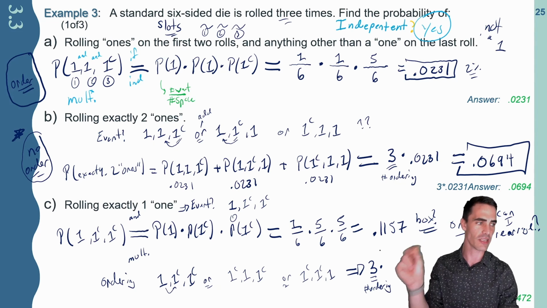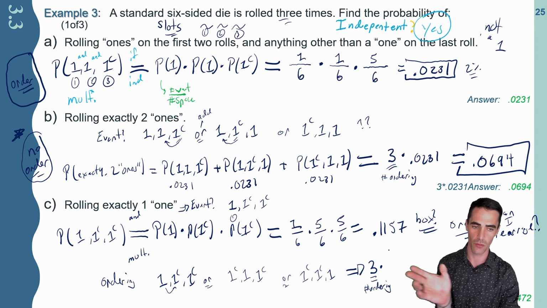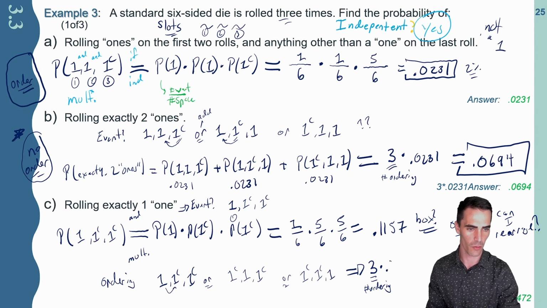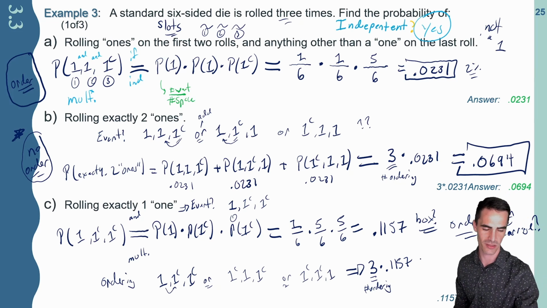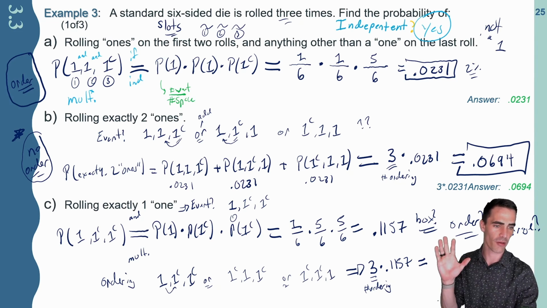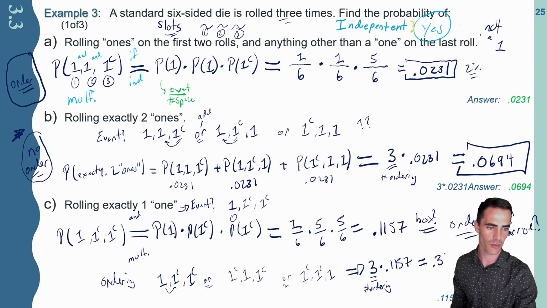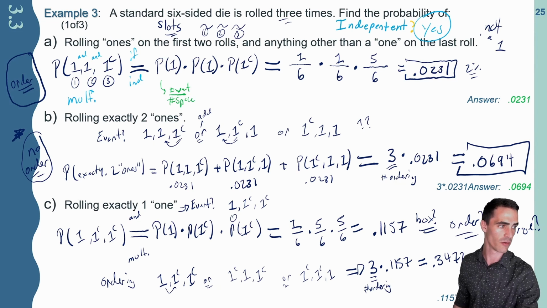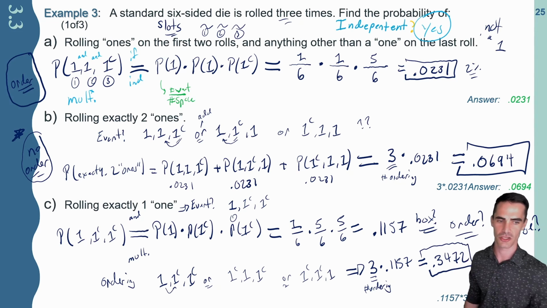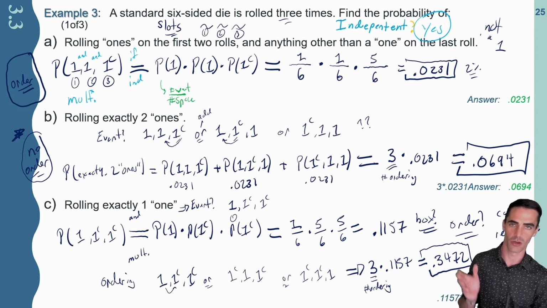Because again, the probability that each of these separate events happens on its own is 0.1157. So I can multiply these two numbers together, and you should get an ultimate probability of 0.3472, almost a third chance that I will get exactly 1, 1.